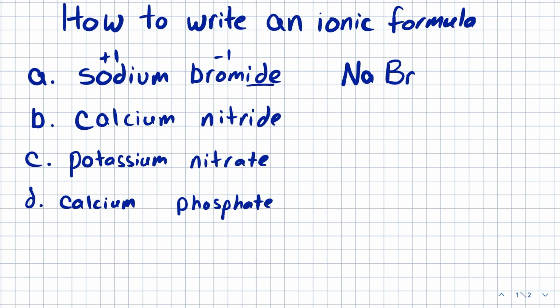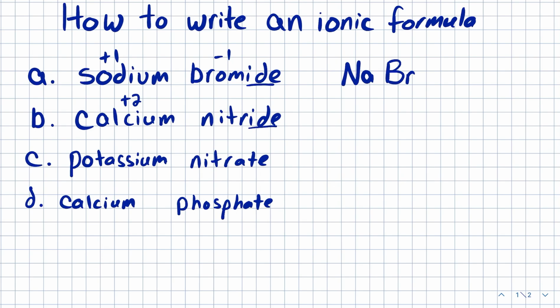Calcium nitride. So calcium is a +2. It's in group 2. Nitride, remember the IDE ending, is because it's in a compound. And so this is nitrogen. Nitrogen is a -3. So again, I'm going to write my symbols. Notice I'm leaving some space in between. That's intentional. So when we do this, calcium is a +2 and nitrogen is a -3.